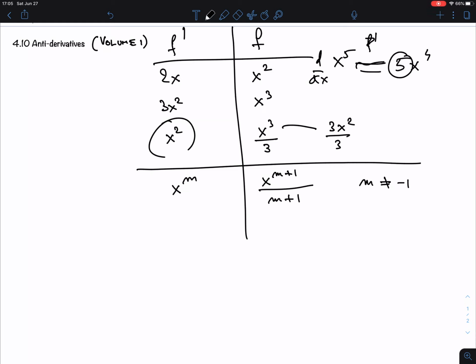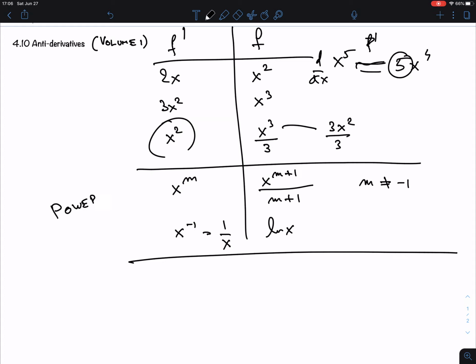So what does that mean? x to the -1, what is this? Well, this is 1 over x, right? It's another way of writing it. And we know what the antiderivative of 1 over x is. That's ln x. Okay? So this is what we call the power rule for integration, for antiderivatives. But why did I misspeak here? Because that's exactly what we're going to call it.